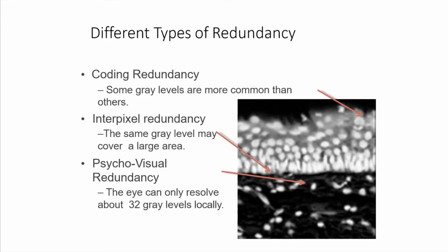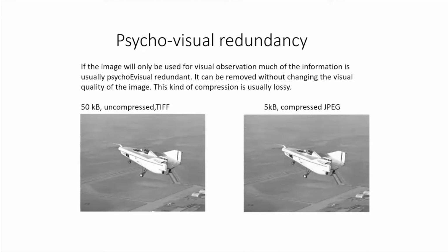Or you have interpixel redundancy. So for example, if you have a whole area that is all black, then you don't need to encode each pixel separately. And then you have psychovisual redundancy, because as we said before, the eye can only resolve about 32 gray levels locally. So then you don't need to have this redundancy if you only want to visualize your data. And here we have some examples of psychovisual redundancy. So if you only want to use the image for visual observation, then you can reduce the amount of data a lot and still have something that looks pretty similar.